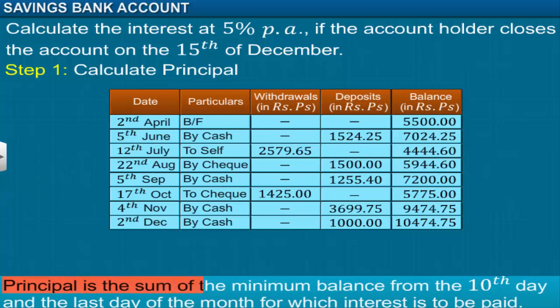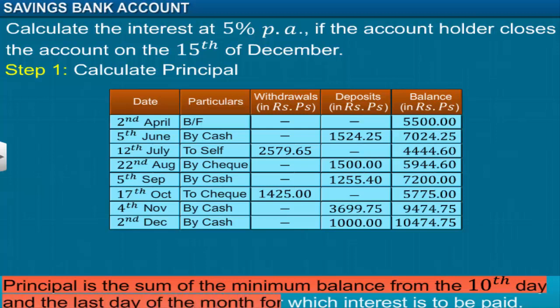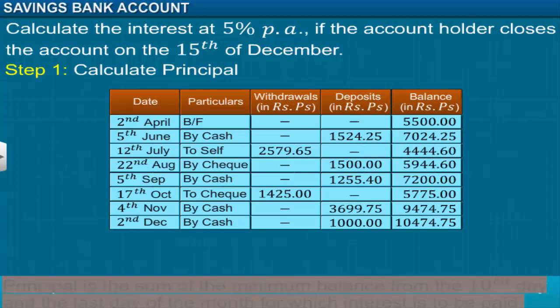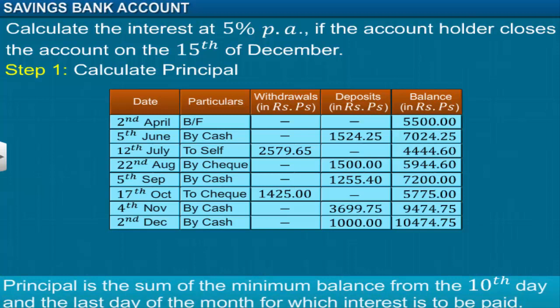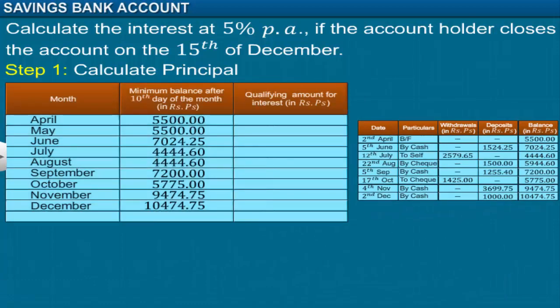Principal is the sum of the minimum balance of all the months from the 10th day and the last day of every month for which the interest is to be paid. The minimum balance is calculated in the nearest multiple of 10. The minimum balance for the month of April is 5,500 rupees, which is a multiple of 10. Since there is no transaction in the month of May, the minimum balance for the month of May is the same as that for the month of April. In the month of June, the minimum balance is 7,020 rupees.